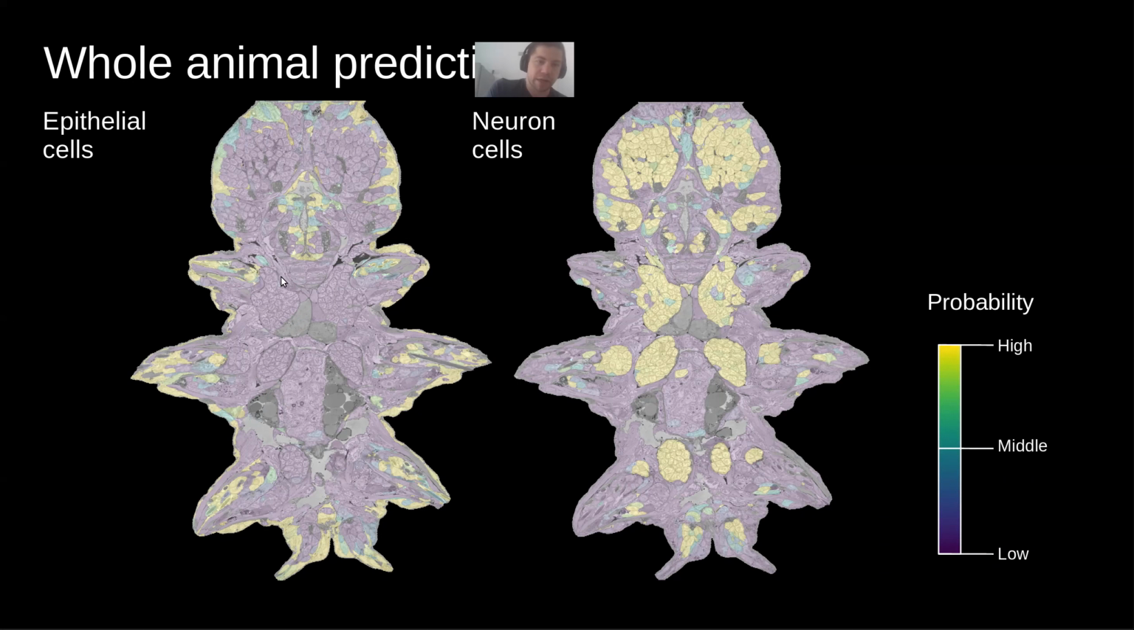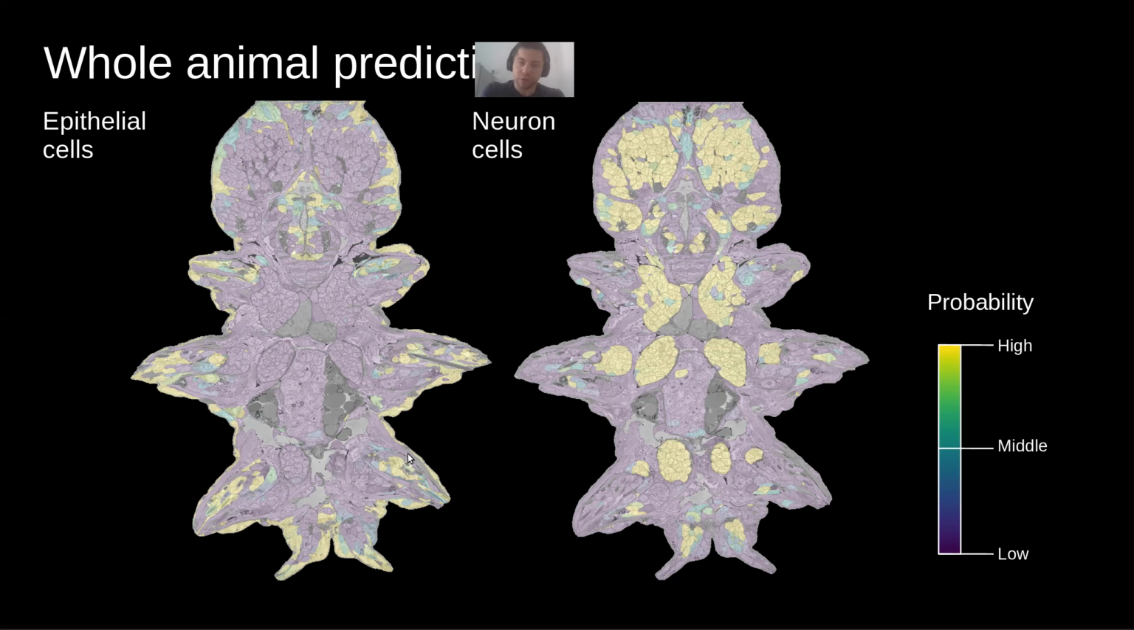And what was very encouraging and good to see for us is that the classifier assigned a very high probability to these cells here in the foregut opening, which were not part of the test set, but after checking them, they're clearly epithelial cells as well.